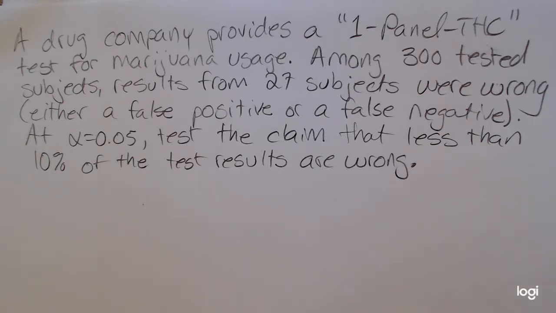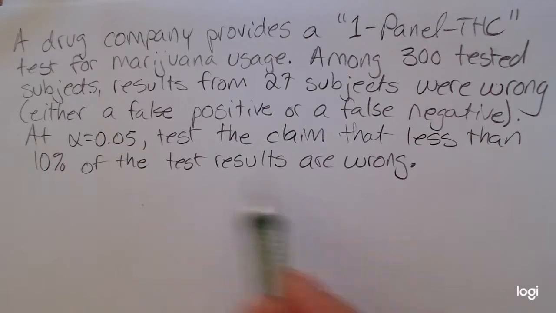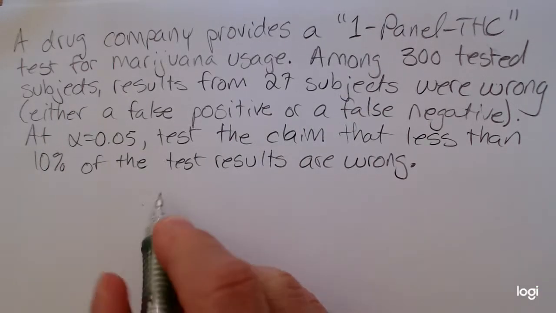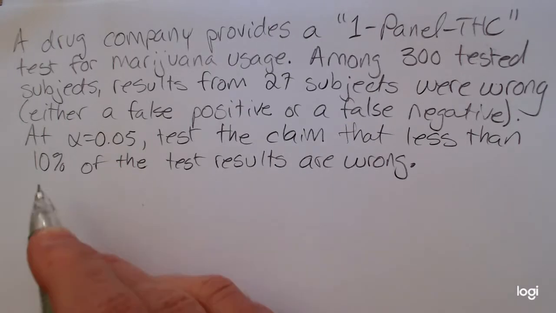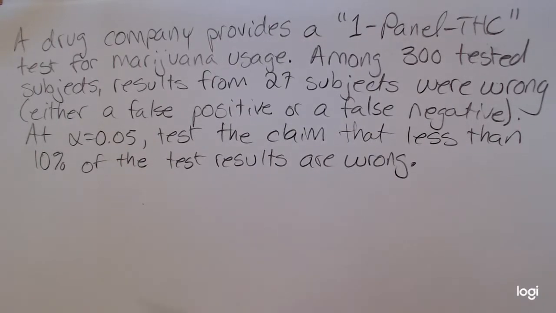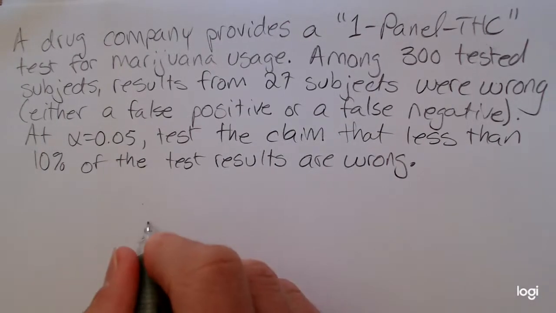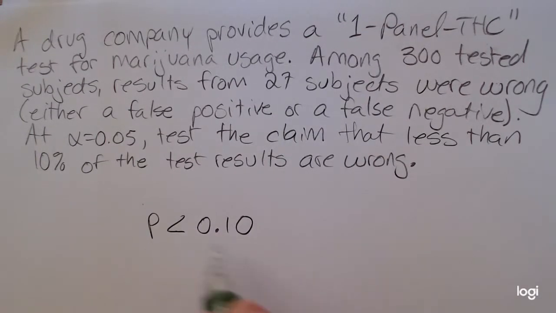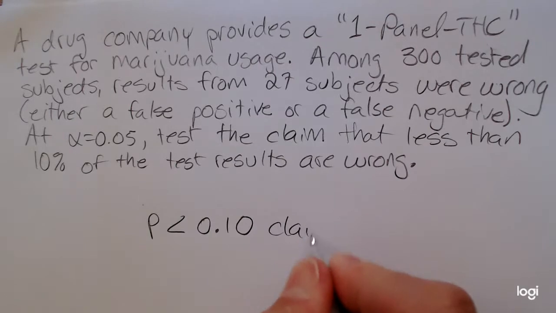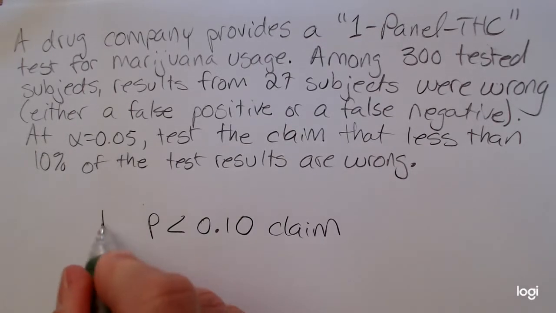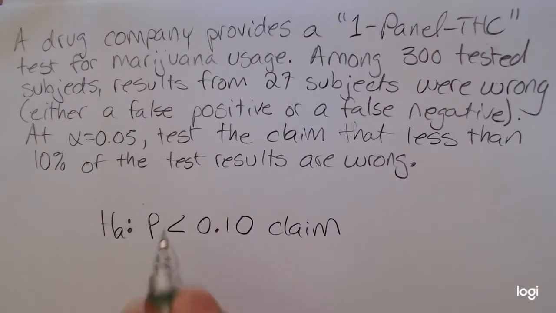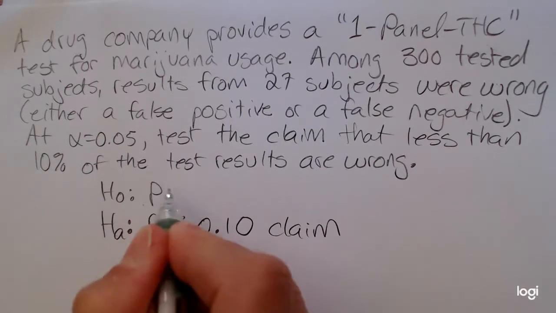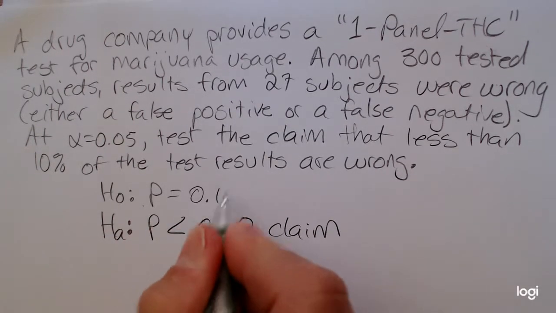So we need to write the claim as a statement in terms of the population parameter P. So the claim is that less than 10%, that does not contain the case of equality. So writing that as P less than 0.10, that's the claim. That makes the claim the alternative because it doesn't contain the case of equality. And the null will be that P is equal to 0.10.